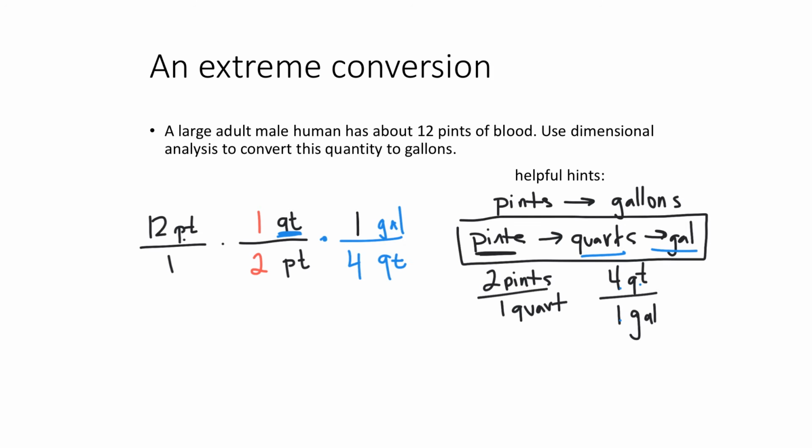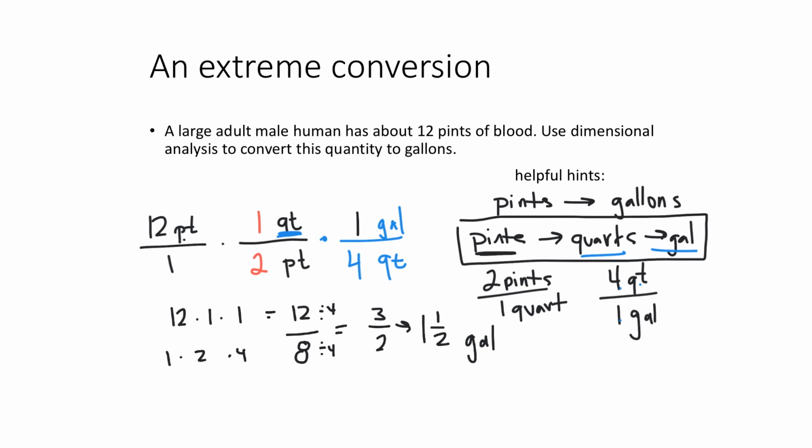And so just like every other fraction, we're going to multiply those. So we're going to multiply all the numerators. 12 times 1 times 1, which gives us 12. And then 1 times 2 times 4, which gives us 8. So we have 12 over 8. Now if we reduce that, divide by 4, that gives us 3 over 2, which is 1 1/2 gallons, if we turn that into a mixed number. So the idea is that we're simply converting based on what we know, setting up fraction after fraction after fraction to be able to give us the information that we need.